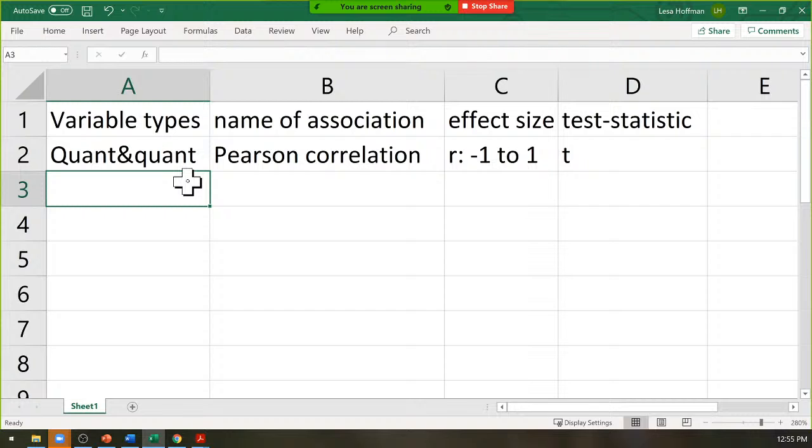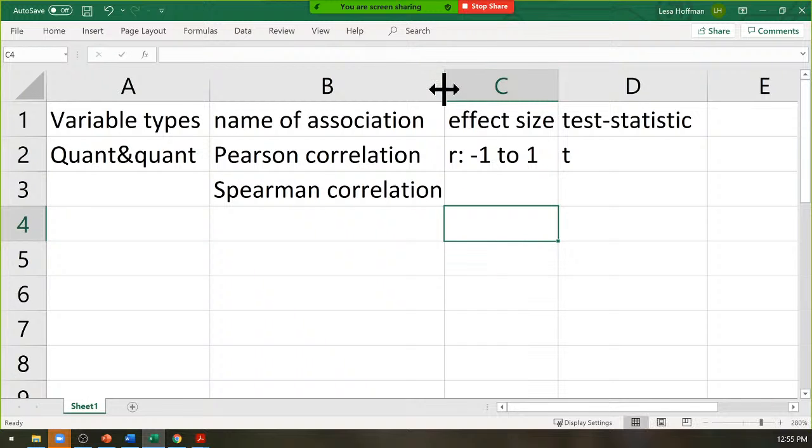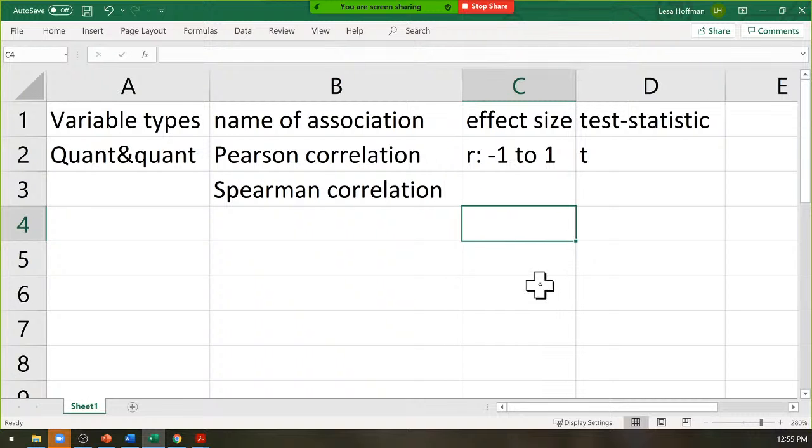We will do, as a second example of this, quant and quant. When might you do Spearman correlation? When might you choose a Spearman correlation instead of a Pearson correlation if you're talking about two quantitative variables? Farhan says outliers. Indeed, what are outliers?